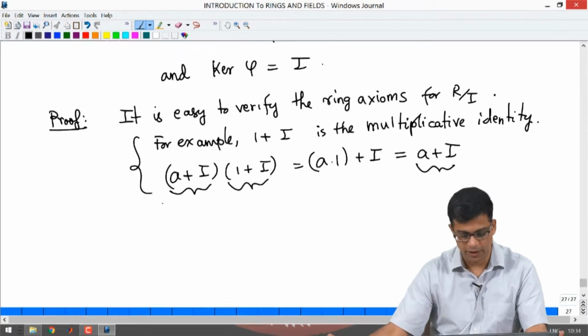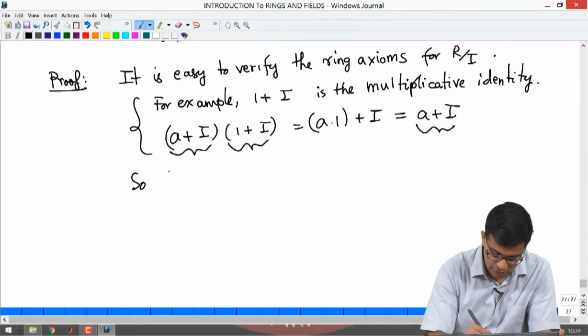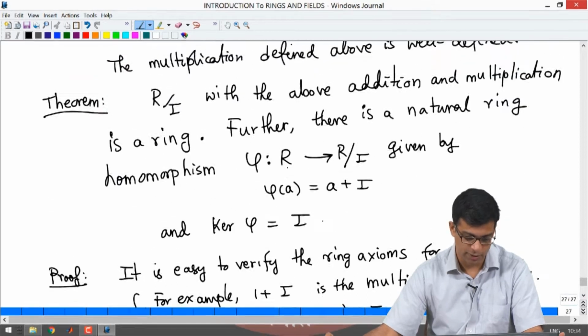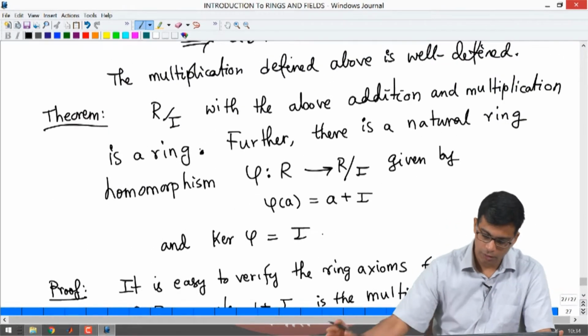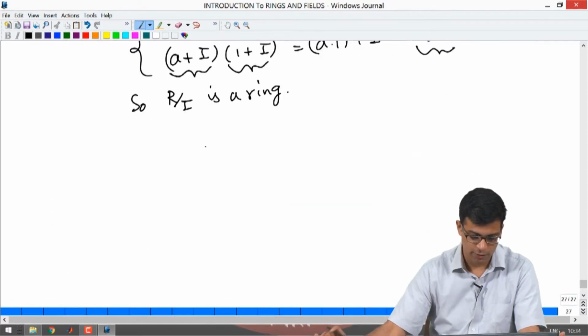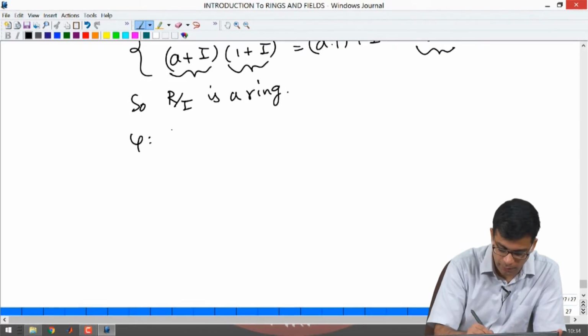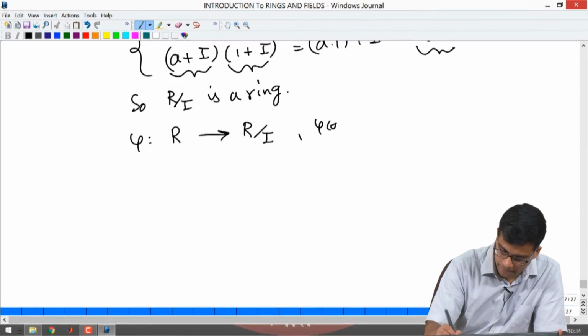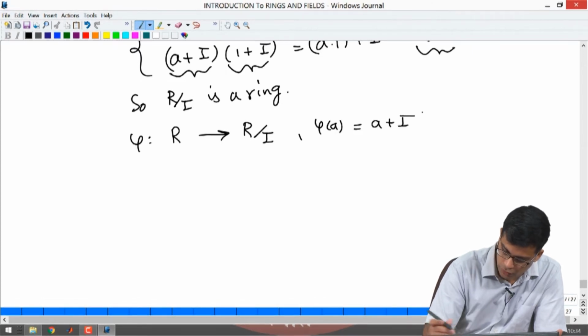The other things are fairly easy to check. So, R mod I is a ring. So, I will not prove this. Okay. The first part of the theorem I will not prove that it is a ring. On the other hand, let us prove that we have already given a map R to R mod I, phi of a is a plus I. This is also easy to check.